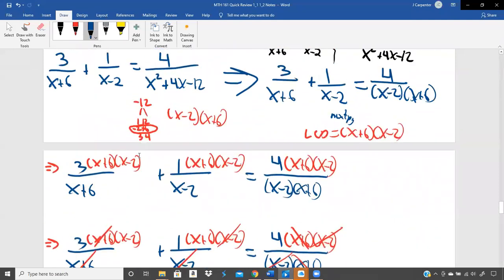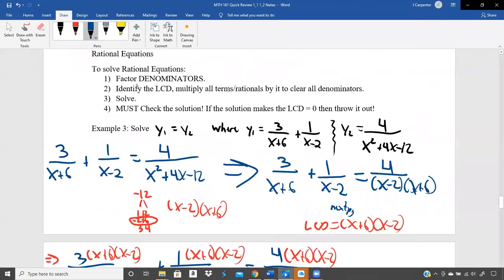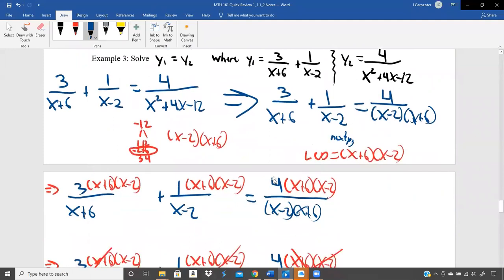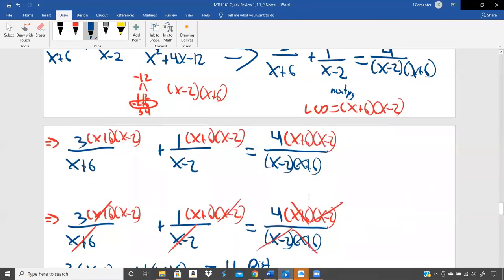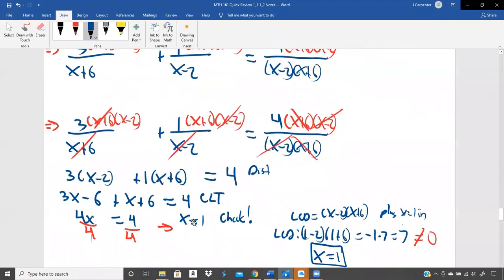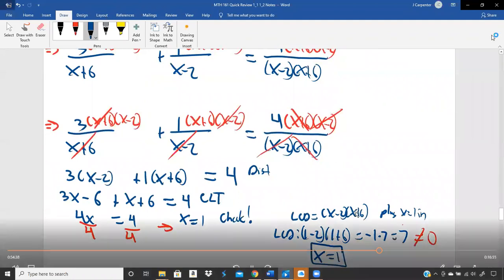So quickly discussing again, remember your 4 steps. We factored, we found the LCD, we multiplied all parts by it, either top or if it's a whole, the whole, not the bottoms, because we're reducing the bottoms. No more fractions. Clean up, clean up, clean up, solve, check. This is the easiest way to check, to make sure that the solution does not make the LCD equivalent to 0.